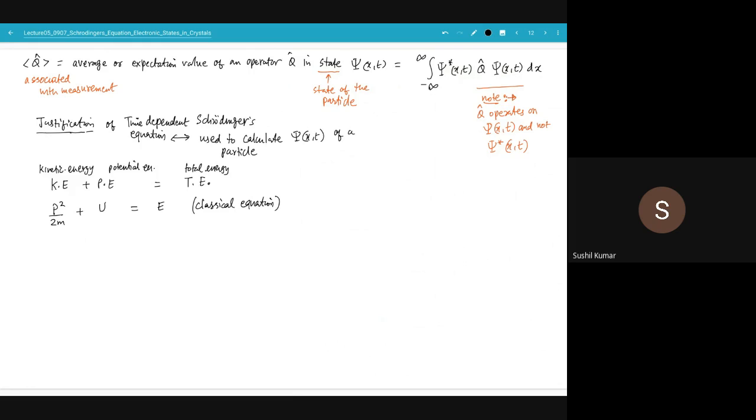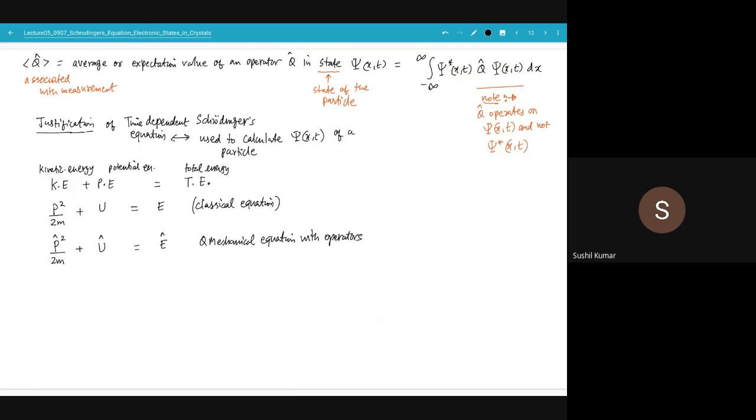So Schrodinger's quantum mechanical counterpart is you replace everything with an operator. So p square over 2m plus U equals E hat. U hat. So this is a quantum mechanical equation with operators.